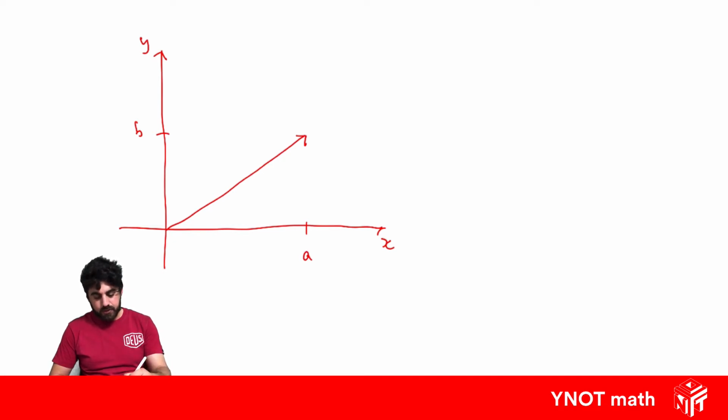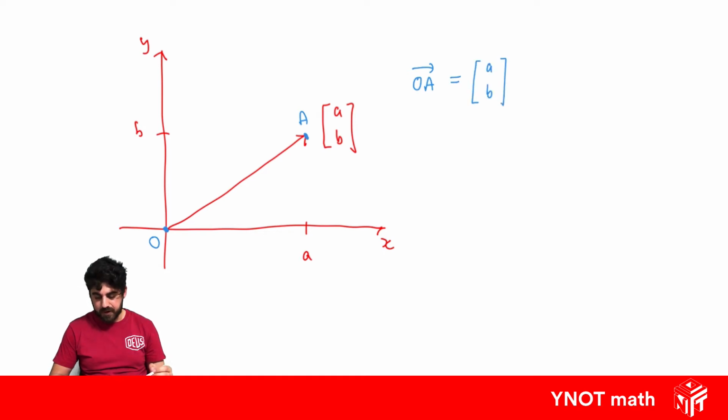And we can denote the vector by a column matrix A, B in this case, because we always put its x coordinate on the top and the y coordinate on the bottom. If this vector started at O and went to the point A, again we can write it as the vector from O to A, which is the exact same thing as the column matrix A, B.